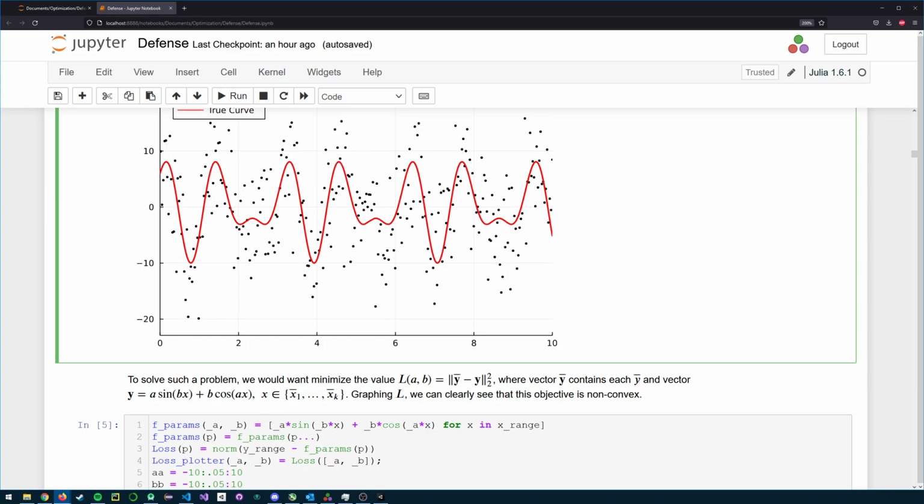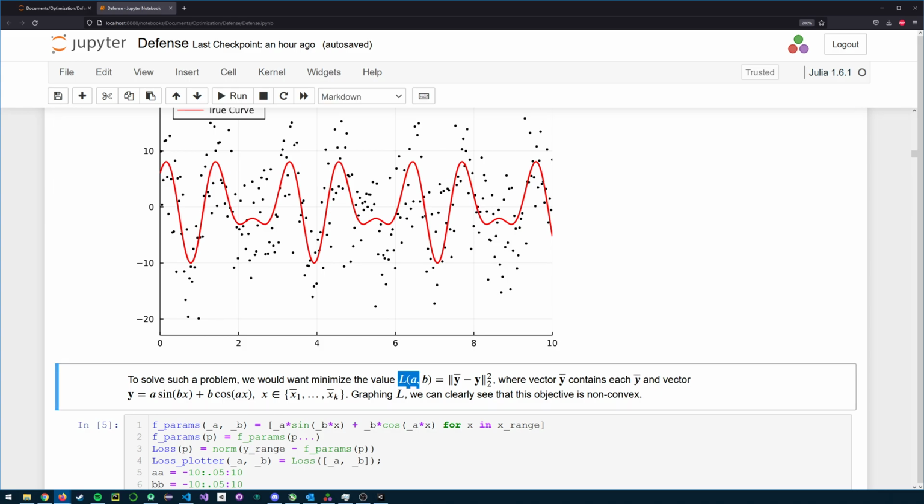So the way we're going to do that is we want to minimize this L function. That's going to be the least squares difference between the vector which contains all of the data points and the objective function itself. So we want to find the place where the length of this difference vector is smallest, and that will fit these data points the best to this model.